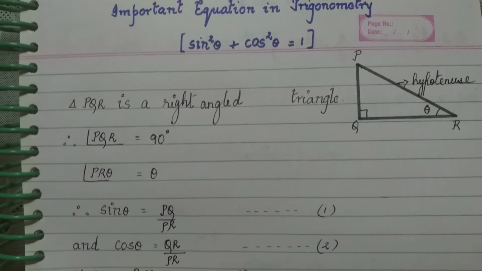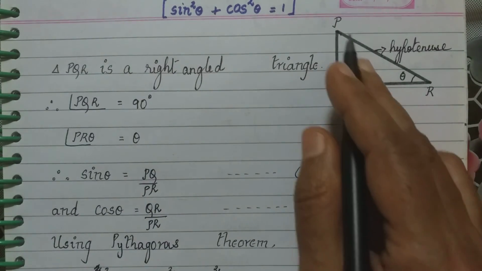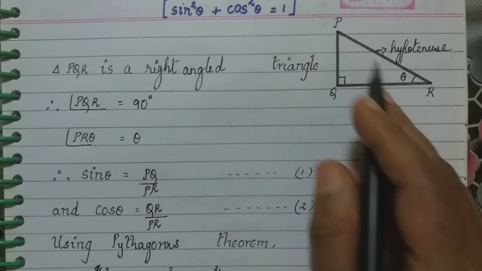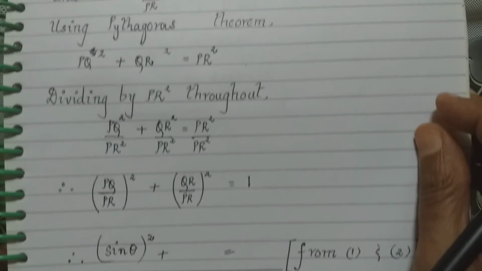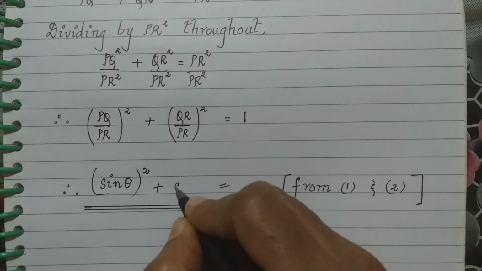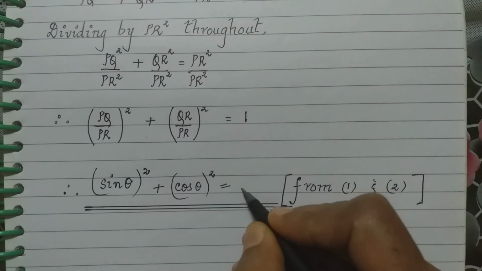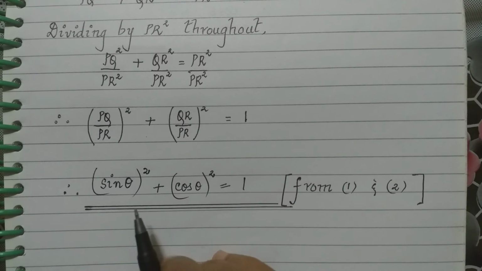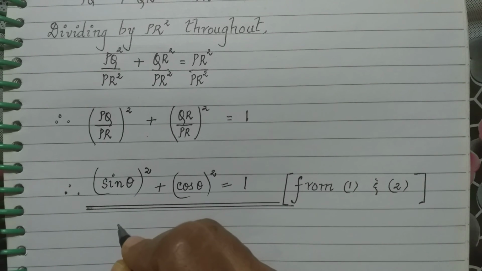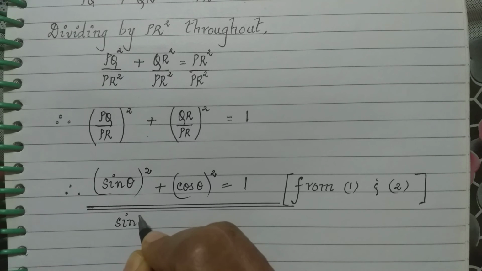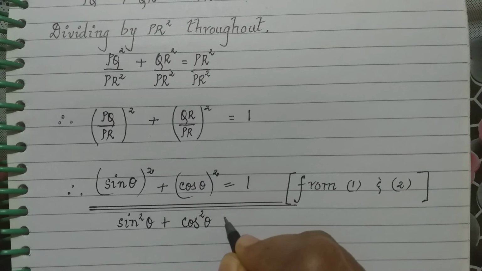Again we'll go back to the figure. Look at the angle theta. QR here is the adjacent side. PR here is the hypotenuse. So adjacent side upon the hypotenuse is cos theta. So here I will write cos theta the whole square is equal to 1. Now instead of writing sine theta the whole square plus cos theta the whole square equal to 1, we can also write this as sine square theta plus cos square theta is equal to 1.